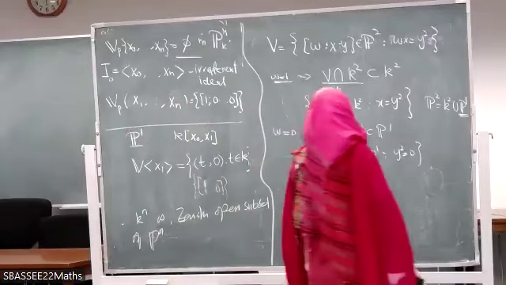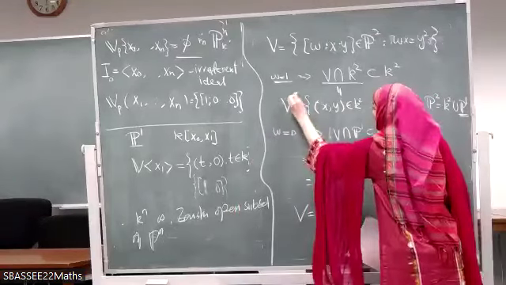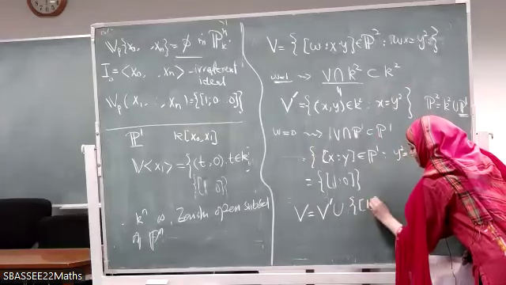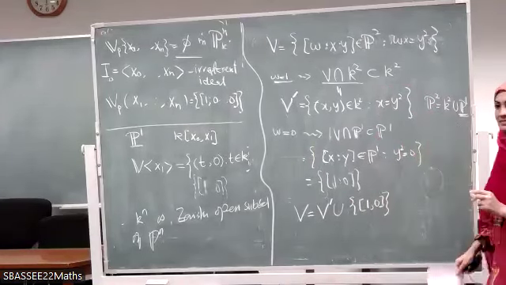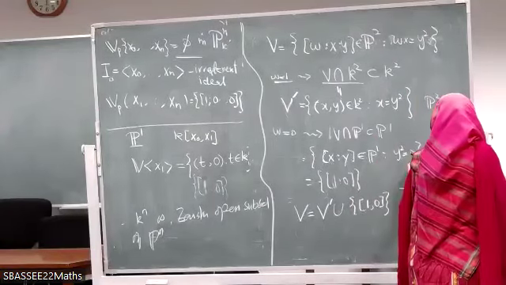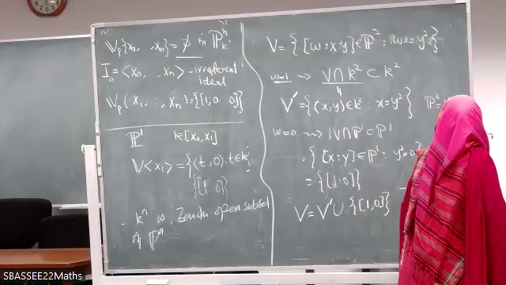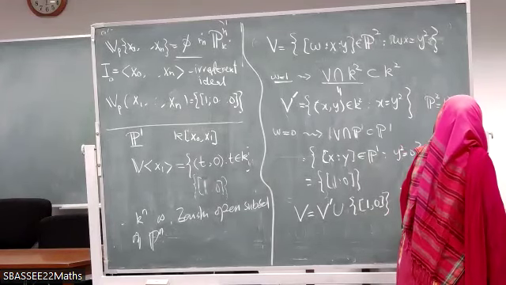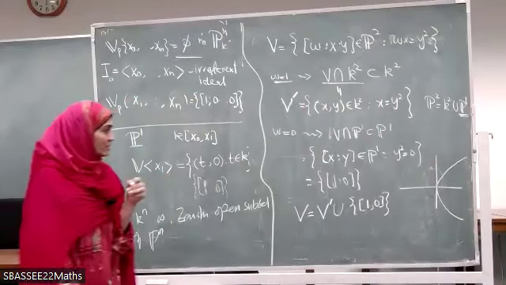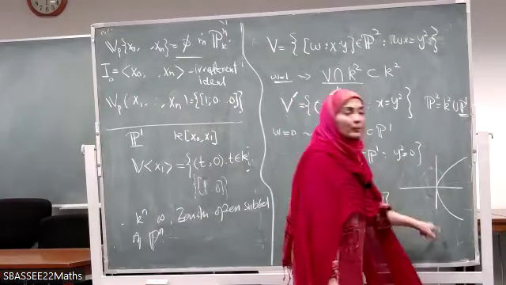So this means that I can write my variety V bar as the affine part of that variety, union this point at infinity. So you have here a parabola. Here is that one, and you can see that this is the affine picture of that one.